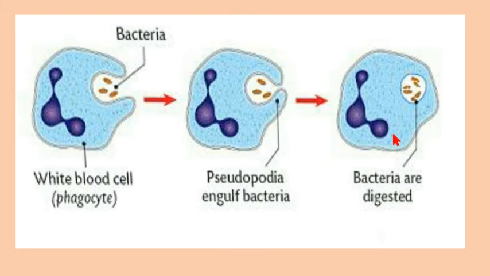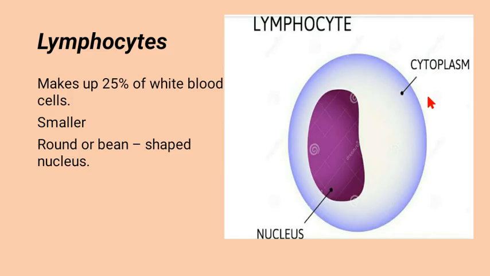Now, this diagram will clearly show you phagocytosis, how phagocytes basically ingest pathogens. You see the lobe-shaped nucleus, and these are the pathogens. So what these phagocytes do, they just engulf the bacteria by forming pseudopodia, and then they release digestive enzymes in order to destroy the bacteria. So that's how we are protected from microorganisms by phagocytes.